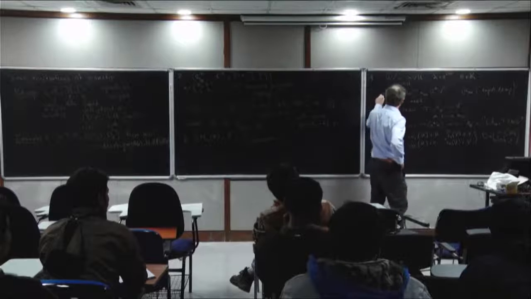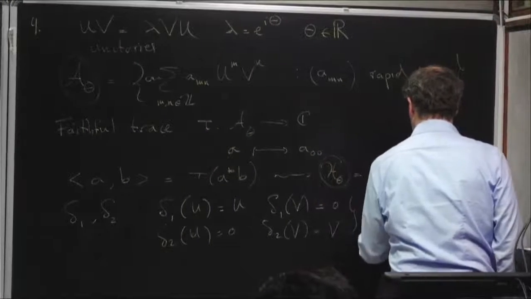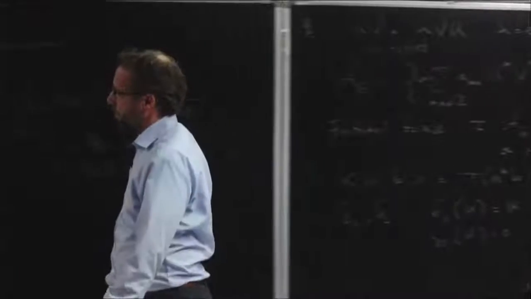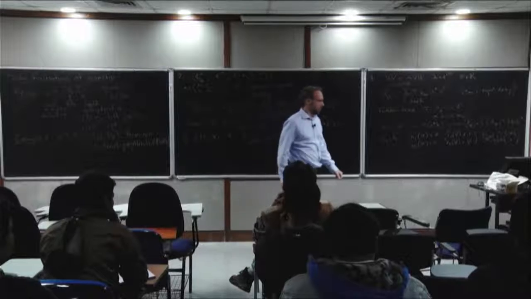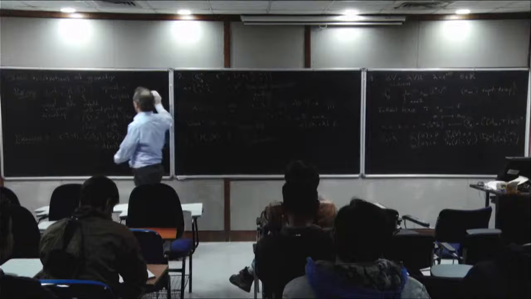So this is A theta, H theta, and D. Let me call it D theta as well. So that's the non-commutative torus. Okay.